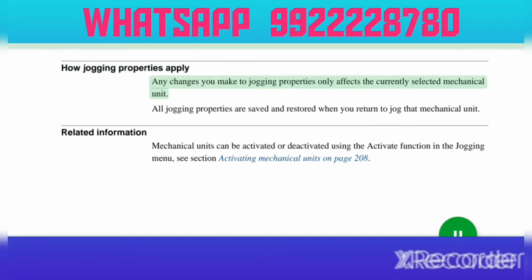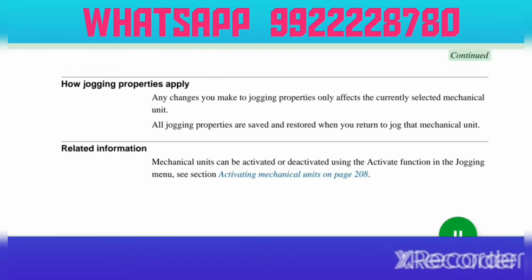How jogging properties apply. Any changes you make to jogging properties only affects the currently selected mechanical unit. All jogging properties are saved and restored when you return to jog that mechanical unit. Related information. Mechanical units can be activated or deactivated using the activate function in the jogging menu. See section activating mechanical units on page 208.